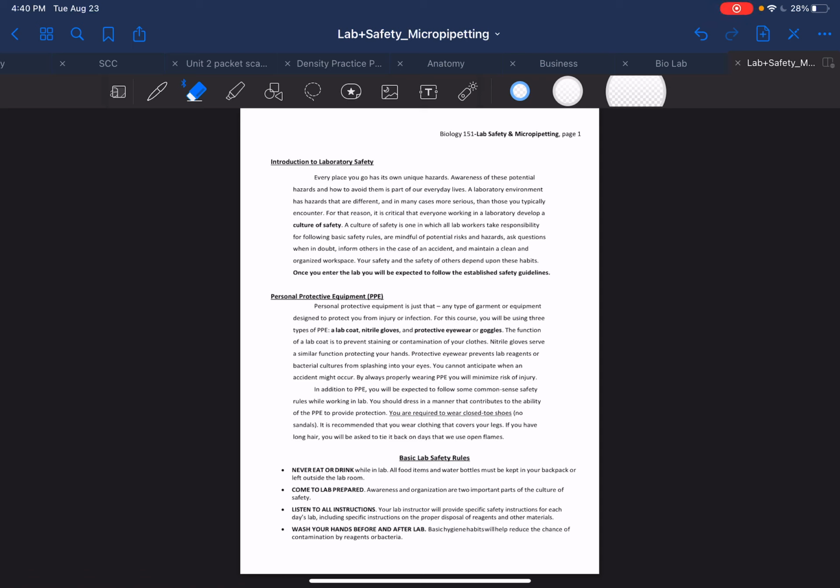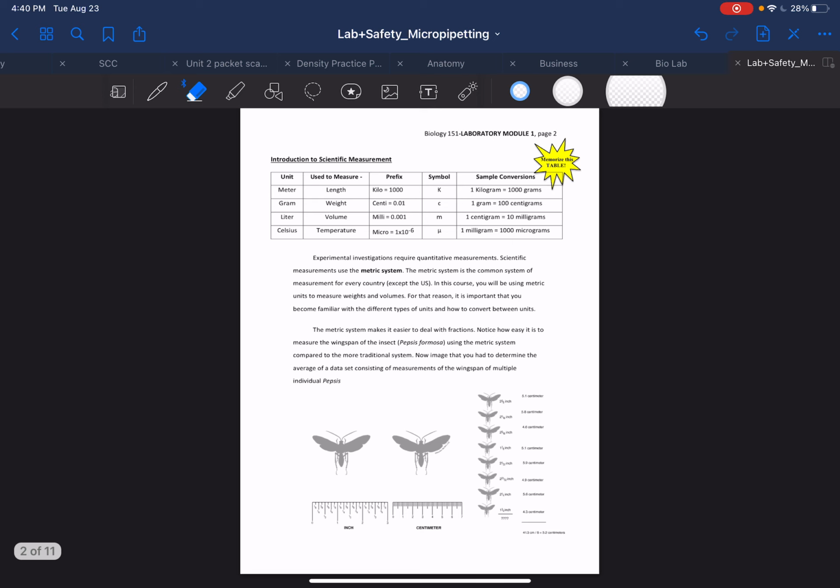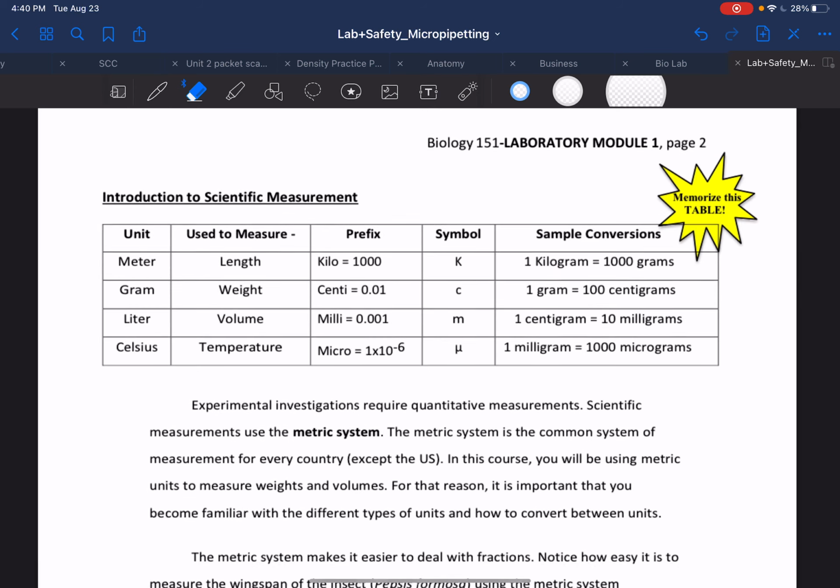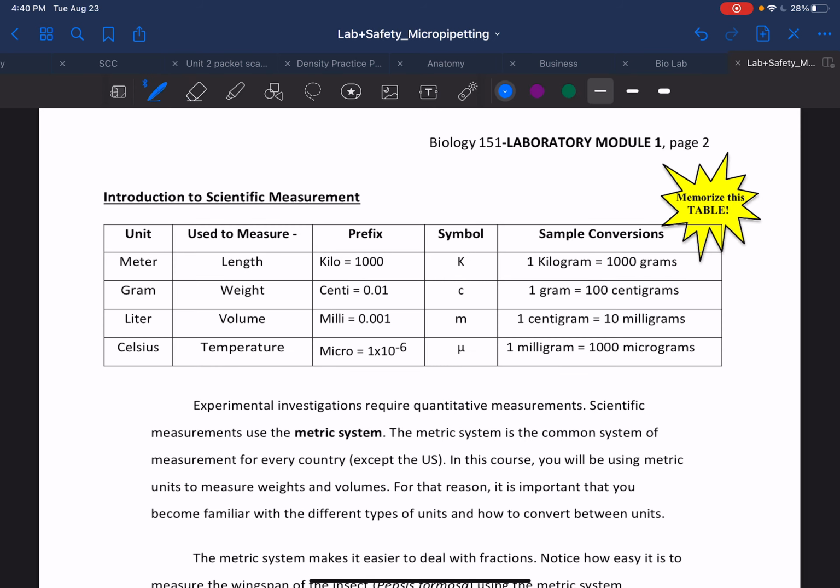Hi everyone, so we're just going to go over that little bit in lab that we didn't get to that I said I was going to cover. So this is just the document on your Canvas. It's a PDF on lab safety and micropipetting. We pretty much went over all of this. The only thing I would have you take a look at is this one right here, right? That leads into the metric conversions that you are going to need to do for homework.